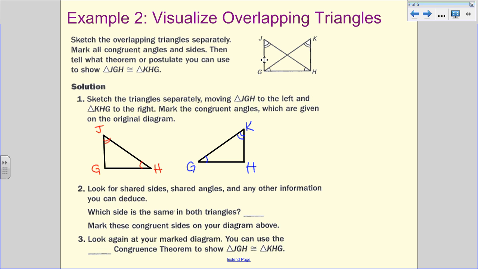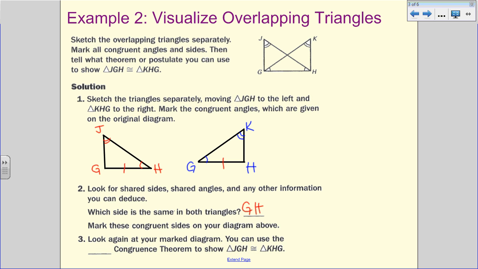Now what we need to do is look for a shared side. Well, where were they overlapping? They overlap here at G and H. They can also share angles. In this case, they don't share any angles. But which side was the same in both triangles? Well, we said that was GH. If they share a side, we need to mark that as congruent. So GH is congruent to GH. It's like that reflexive property that we have.